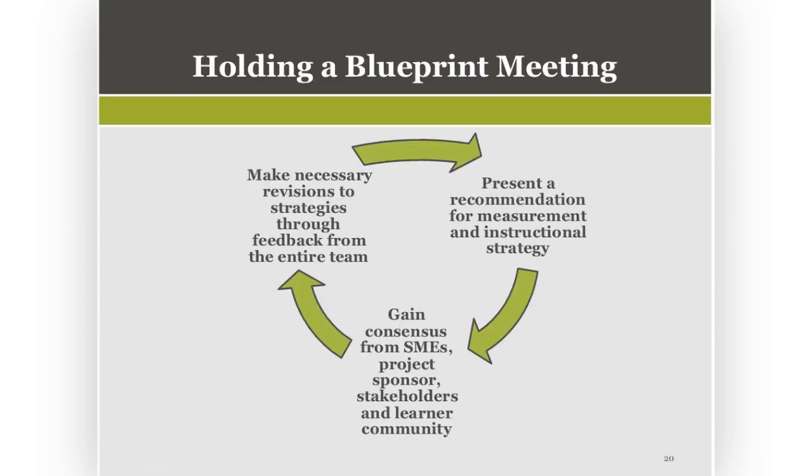Here is a diagram of how we conduct a blueprint meeting. Starting on the upper right-hand corner, we would present a recommendation for measurement and instructional strategy. So we're just going to go in and say, here's what the program's going to look like, here's how it's going to work. We would get feedback and questions from people, gain consensus, and then, of course, we'd make necessary revisions based on the feedback we got from the team.